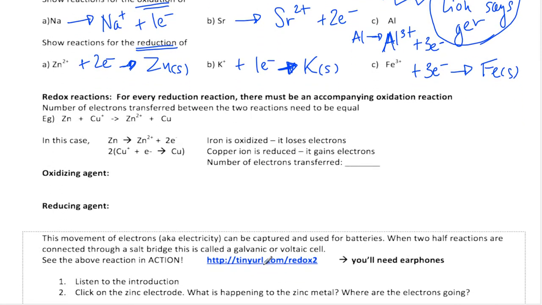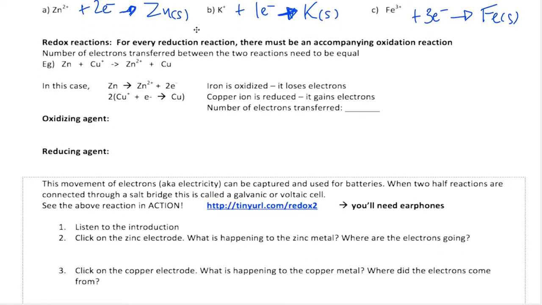All right, we scroll down a little bit more. Here we have redox reactions. For every reduction reaction, there must be an accompanying oxidation reaction, so they have to balance. If something loses electrons, something else has to gain electrons. So here, iron is oxidized, it loses electrons, but copper is reduced, it gains electrons. The number of electrons transferred is 2. See, 2 coppers, 2 electrons. So there's 2 electrons transferred.